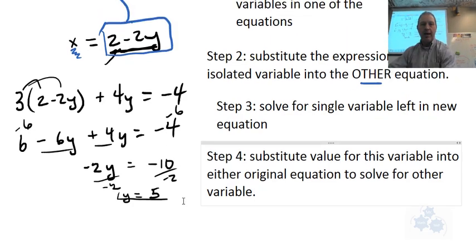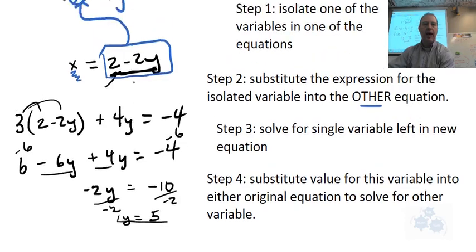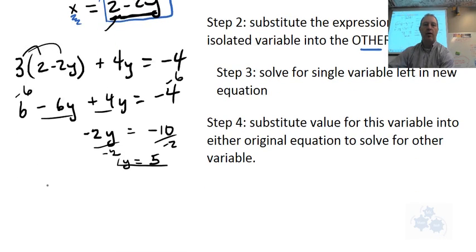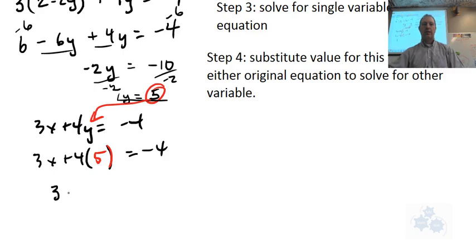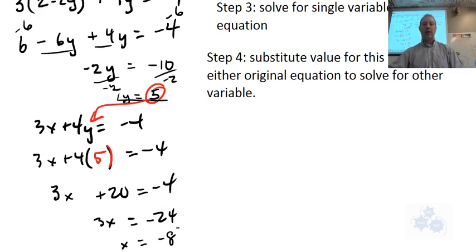Okay, so back to task here. What's the original equation? All right, so I had 3x plus 4y equals negative 4. That was one of my original equations. So let's substitute the y equals 5 in there. See how this is all about substituting? So now I have 3x plus 4 times 5 equals negative 4. And so when I solve this, this is 3x plus 20 equals negative 4. 3x equals negative 4 minus 20 is negative 24, divided by 3, negative 8.